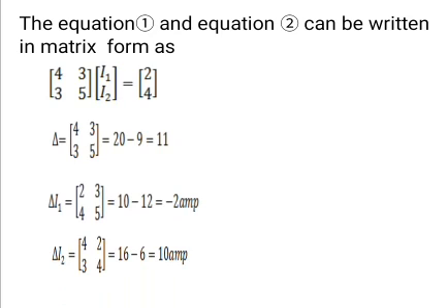Next, delta I2 is the determinant of the matrix formed by replacing the second column values of the coefficient matrix with the answer values. The second column values 3, 5 are replaced by 2 and 4, the answer column values. The determinant of the given matrix is 4 into 4, 16, minus 3 2s are 6. 16 minus 6 equals 10 amps.